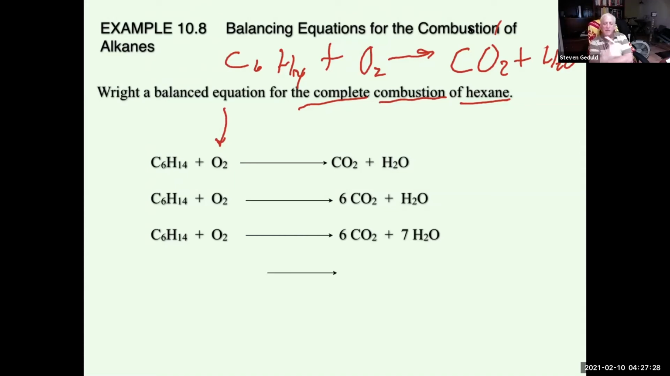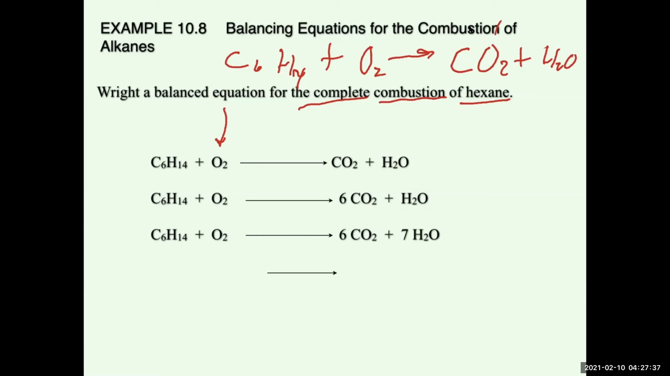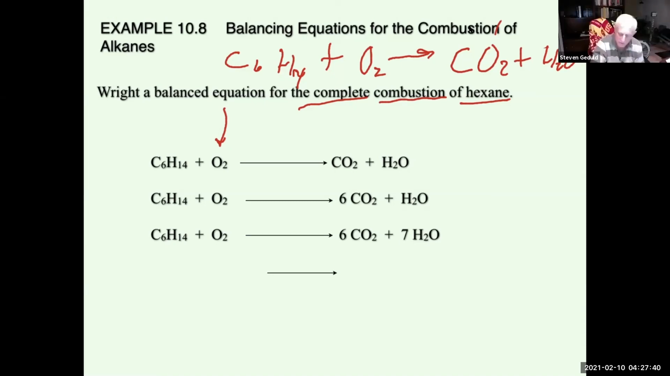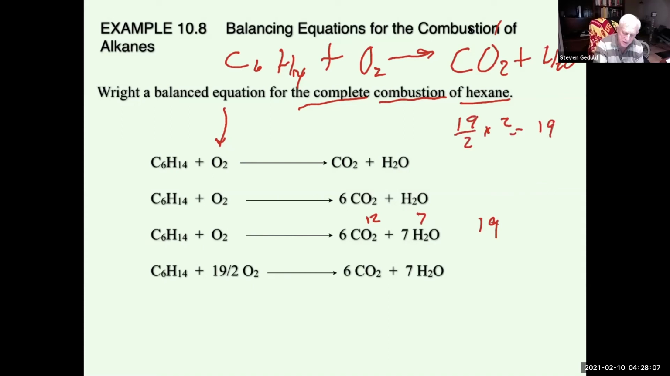So how many oxygen do I have now on the right-hand side since it's been balanced? 19. I have 12 oxygens here, and I have 7 here. So a total of 19. Now, how to make the other side say 19? That's an odd number, and O2 is even. So I put a 19 halves in front of the oxygen. So 19 divided by 2 times 2 equals 19, right? So this equals 19. And this side equals 19.